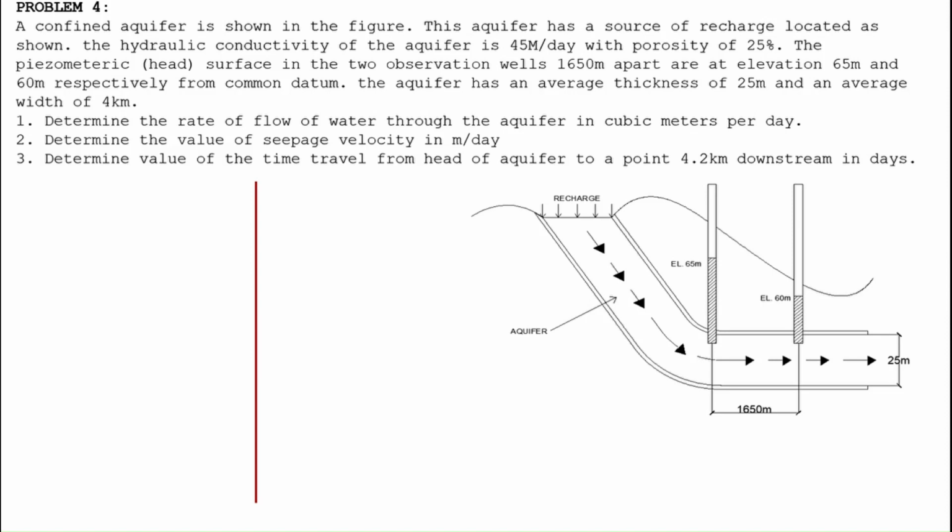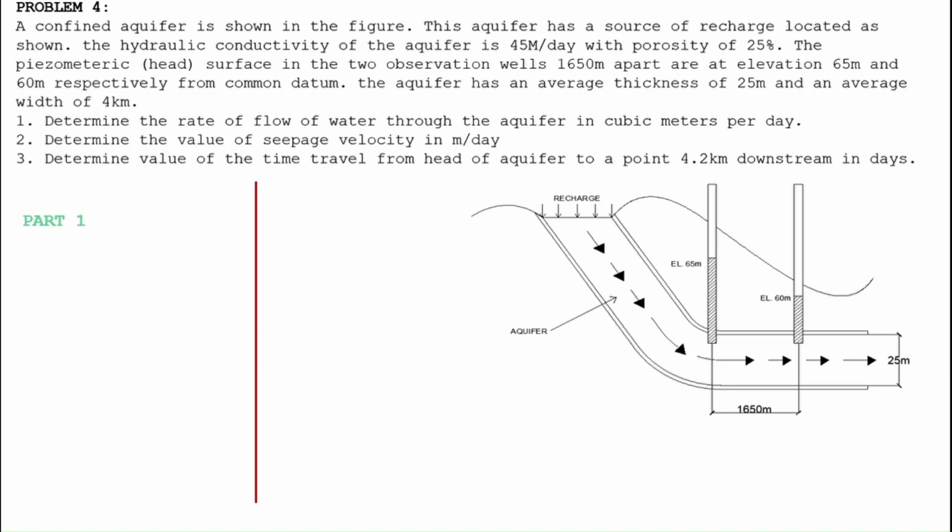Number 1. Determine the rate of flow of water through the aquifer in cubic meters per day. Number 2. Determine the value of seepage velocity in m per day. Number 3. Determine value of the time travel from head of aquifer to a point 4.2 kilometers downstream in days. In this particular problem, it is clearly stated that we will be having a figure, so no need to illustrate the problem on your own.